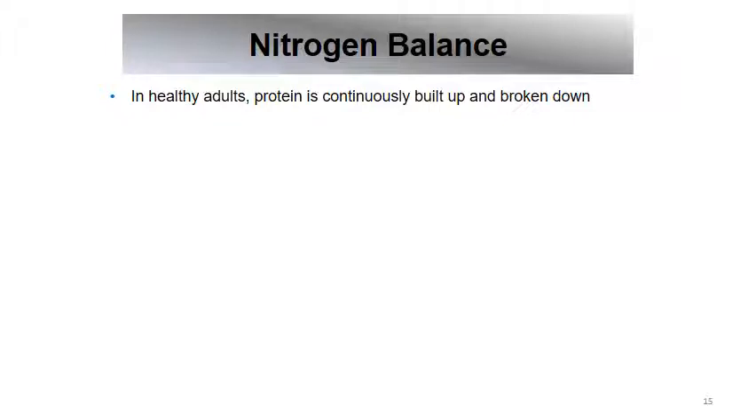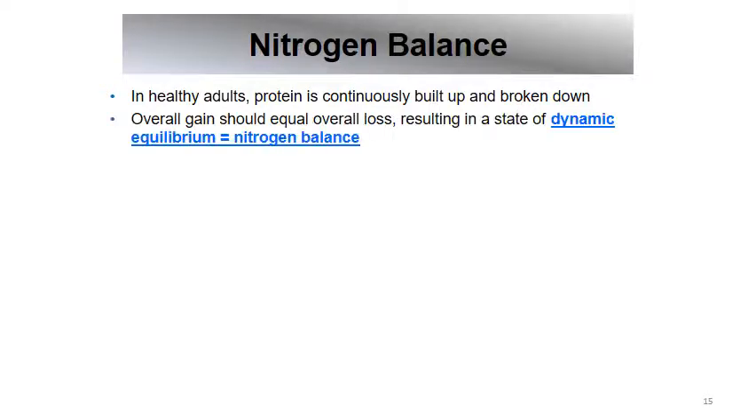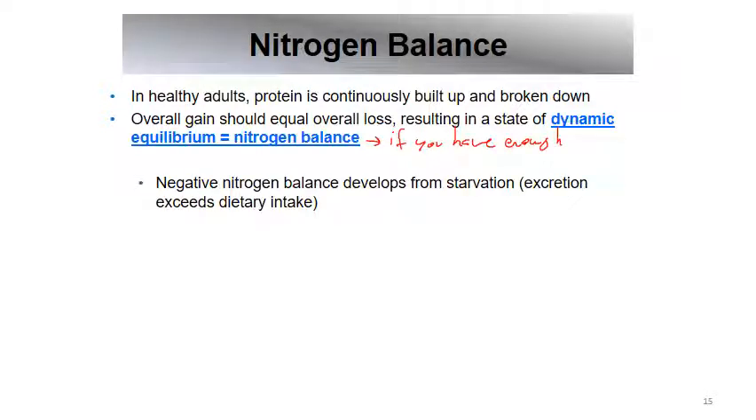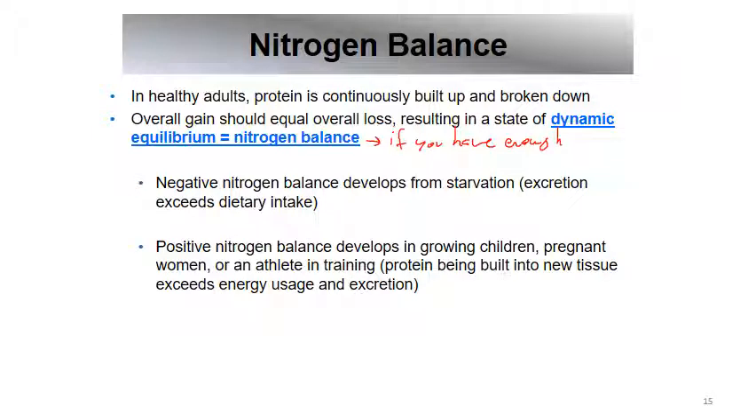Nitrogen balance is if you have enough proteins in your body. So if you have enough, that means that you're in an equilibrium. You have a nitrogen balance. Negative nitrogen balance, well, that's from starvation, not enough. Positive nitrogen balance, yes, this can be seen in growing children, pregnant women, athletes, but this is not really that good for the rest of us who are not training for a marathon, or we're not children.